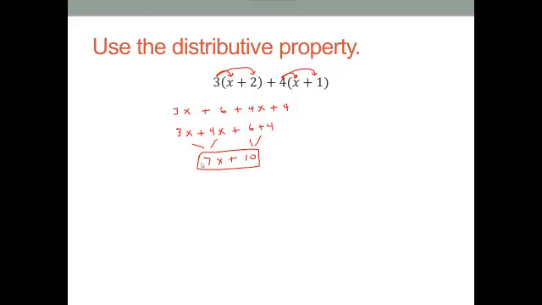All right, that's it for the distributive property. Just take whatever is on the outside and distribute it to each term that is on the inside.